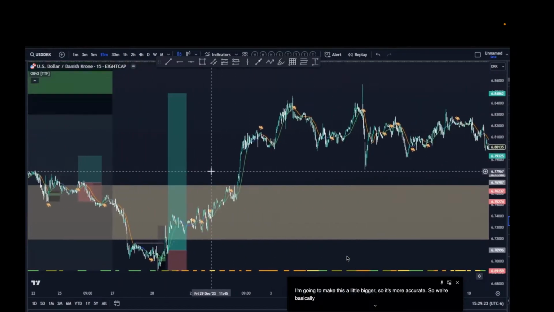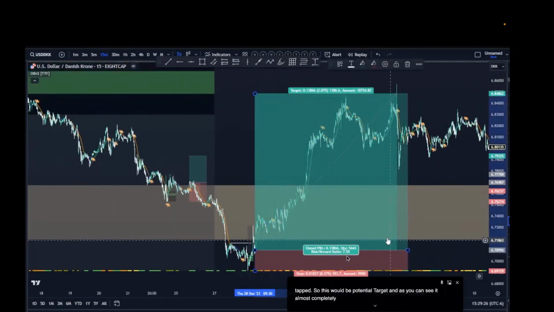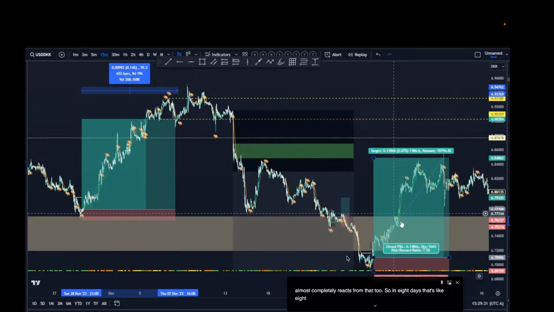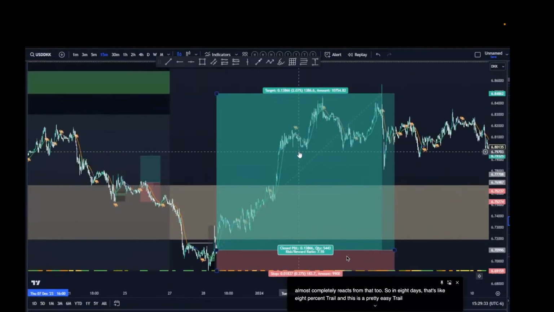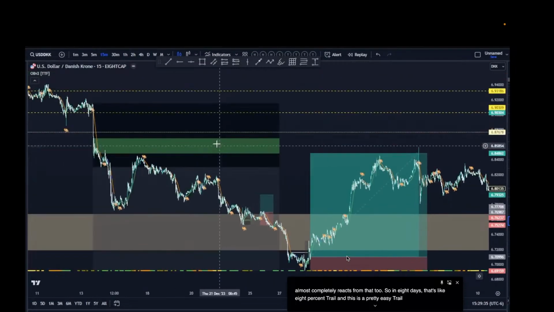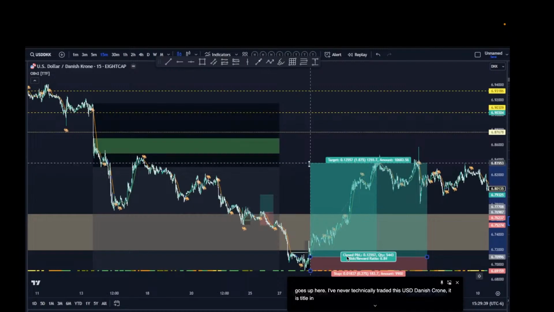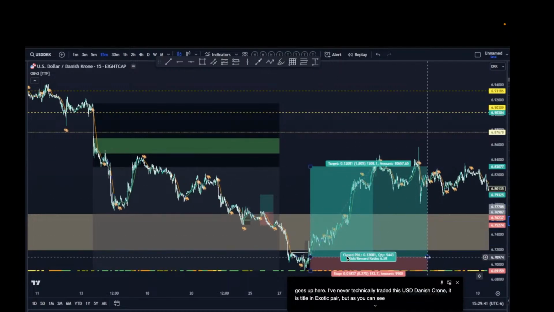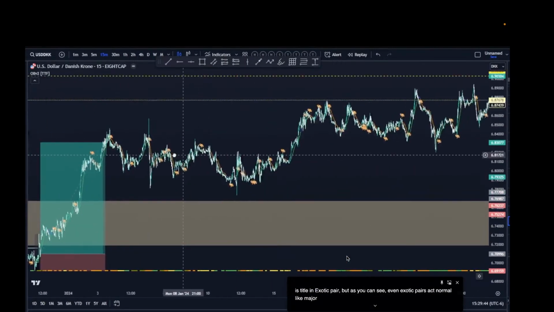And as you can see, it almost completely reacts from that too. So in 8 days, that's like 8% trail. And this is a pretty easy trail because price only goes up here. I've never technically traded this USD Danish krone. It is technically an exotic pair. But as you can see, even exotic pairs act normal like major and minor pairs too.